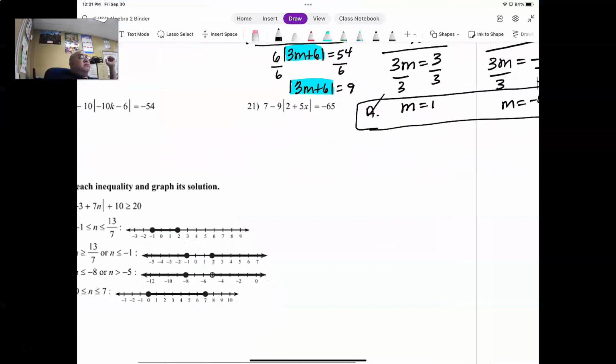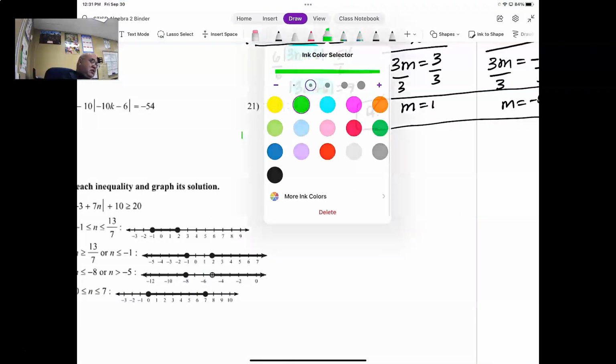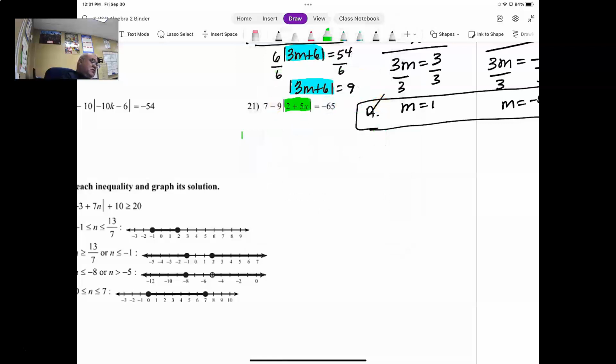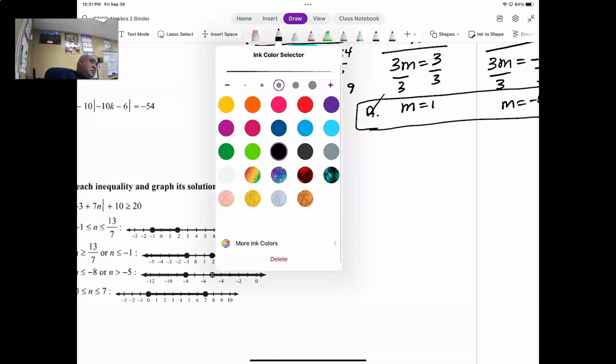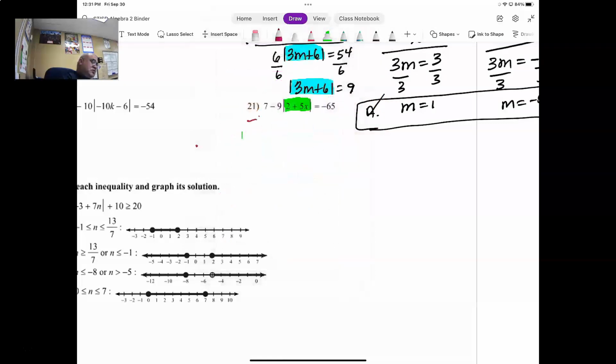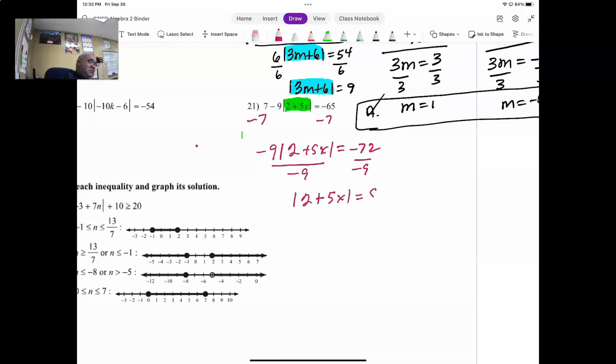Number 21. So once again, when we're solving this equation, we want to have the absolute value by itself. So what we have to do now is subtract 7 from both sides. So you have negative 9 absolute value, 2 plus 5x equals, in this case, negative 72. Divide by negative 9. Divide by negative 9, so you get the absolute value of 2 plus 5x equals 8.